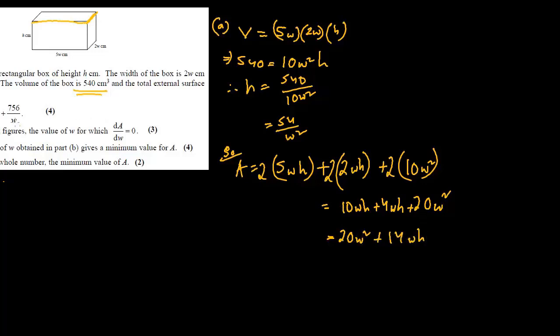Now the expression does not have any h, so what we have to do is use the expression we found over here, 54 by w squared. We can write 20w squared plus 14w times 54 divided by w squared, and it turns out to be 20w squared. I don't have to calculate, it is clear, it would be 756. So this w and this w cancel, it would be 756 divided by w, and our expression is proved.